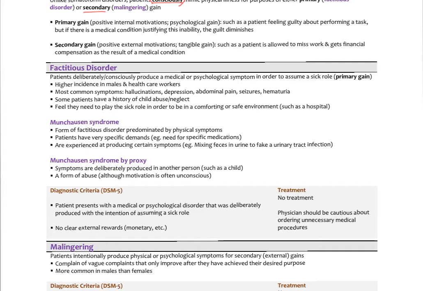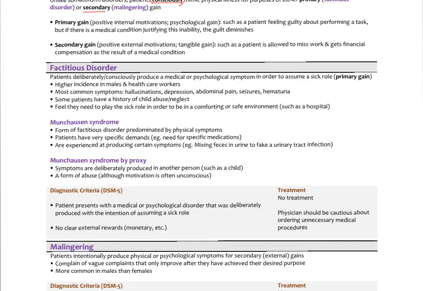They feel like they need to play the sick role in order to be in a comforting and a safe environment, such as a hospital. So they sometimes will feign being ill, be hospitalized, and they get the kind of care and support that they need around them. There's a version of this called Munchausen syndrome.